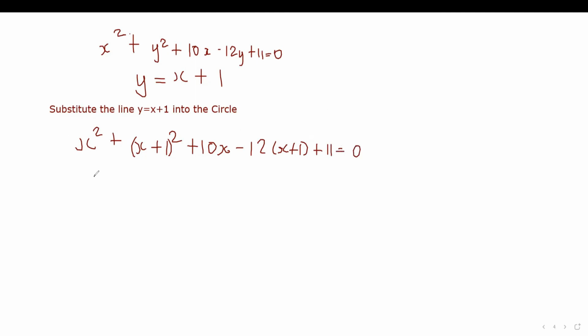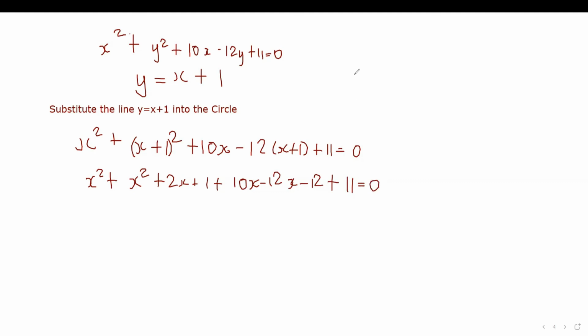So now what we end up getting is x squared plus, this is now x squared plus 2x plus 1, and then this is now plus 10x, and then we have minus 12 times x, that's minus 12x. Then minus 12 times 1, that's minus 12, plus 11, and this is equal to 0. Nice.